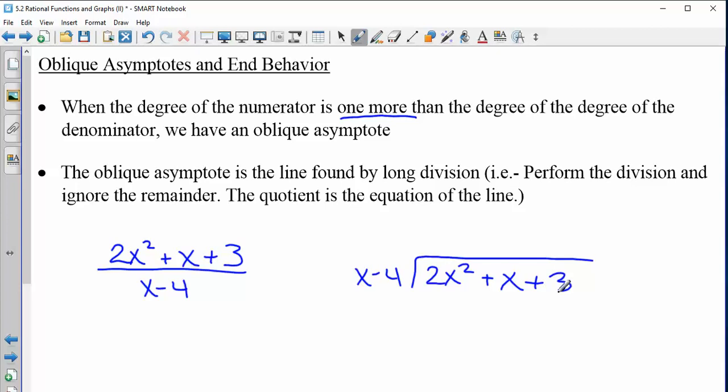Okay, so you divide 2x squared divided by x. What does that give you? 2x. Then you multiply. 2x times x is 2x squared. 2x times -4 is -8x. We need to subtract this off, so what we always did was change our signs. 2x squared and -2x squared cancel. 1x and 8x is 9x. We'll bring down the plus 3.